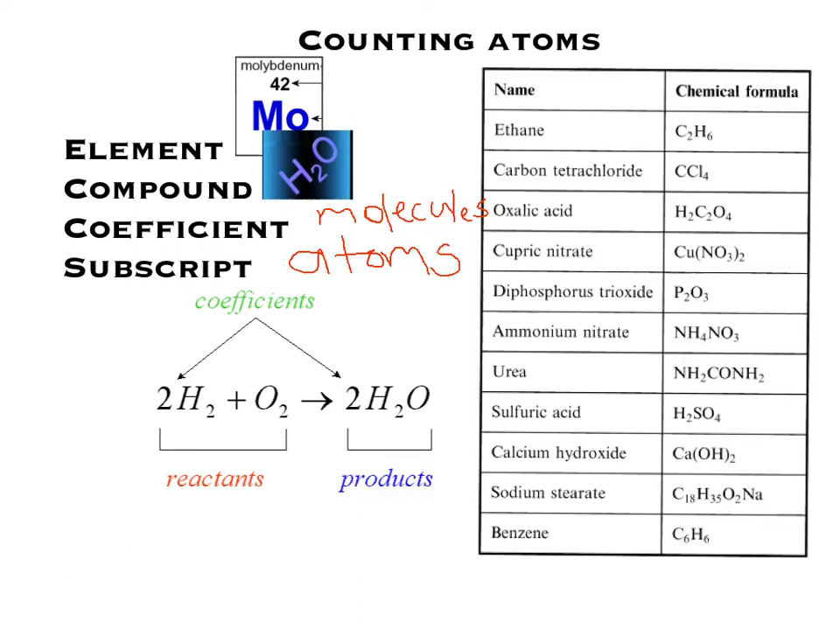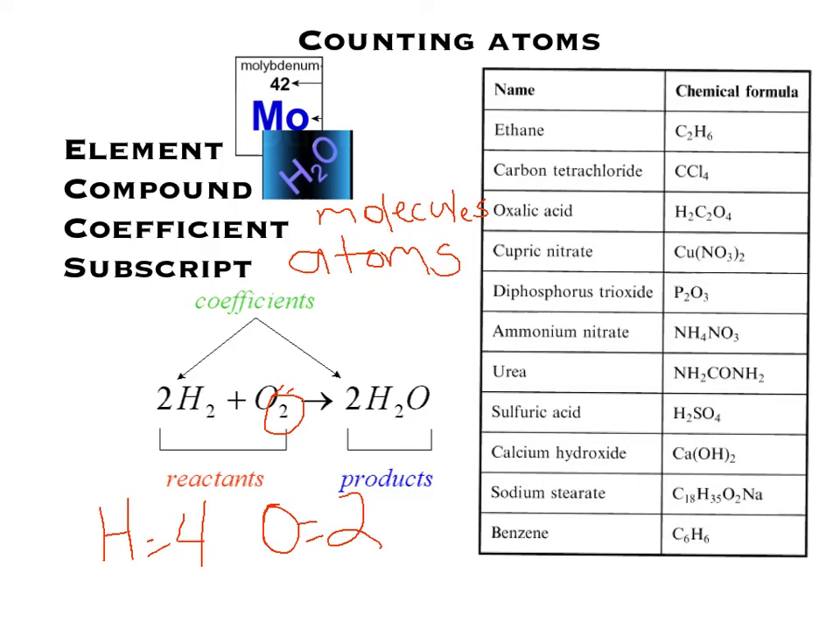In this example, we have the reactants and the products of the chemical reaction. The coefficient would be 2, meaning you multiply the 2 times the subscript 2, which would give me 4 hydrogens, as well as the oxygen has no coefficient, so it would only have 2 oxygen atoms.